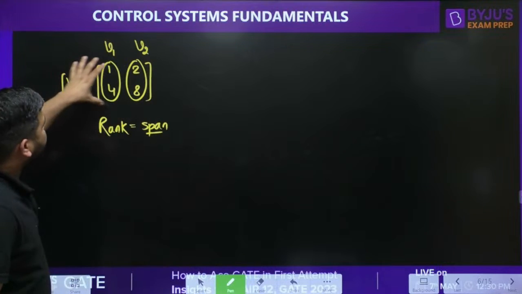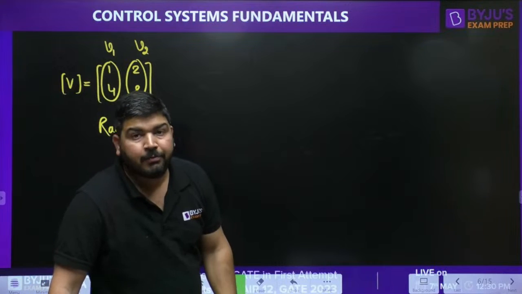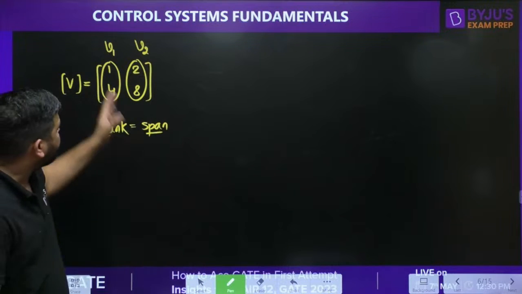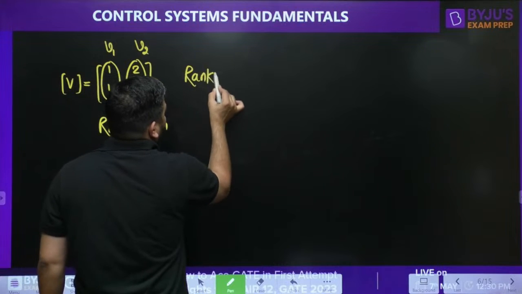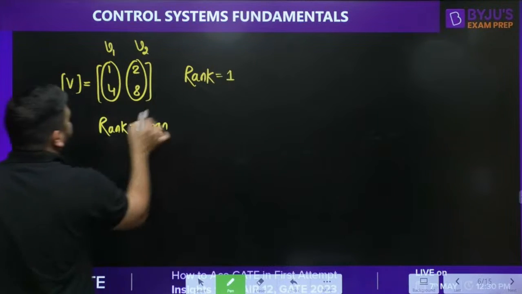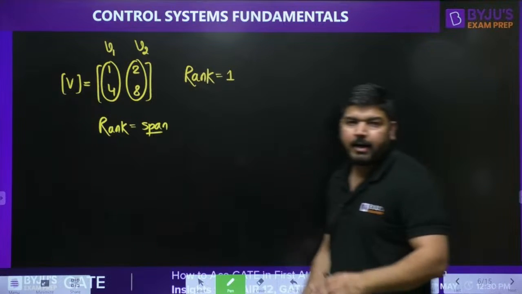So I told you what is the meaning of rank. So now how to calculate the rank? If you know how to calculate the rank, then you can easily say that the rank of this matrix is 1. How to calculate rank? There is a method to calculate rank. Let me tell you a simple method.